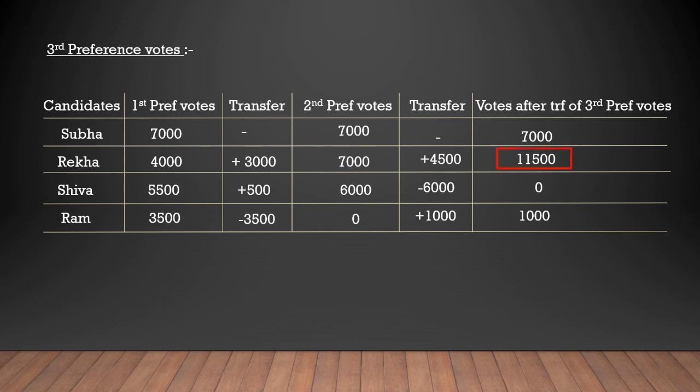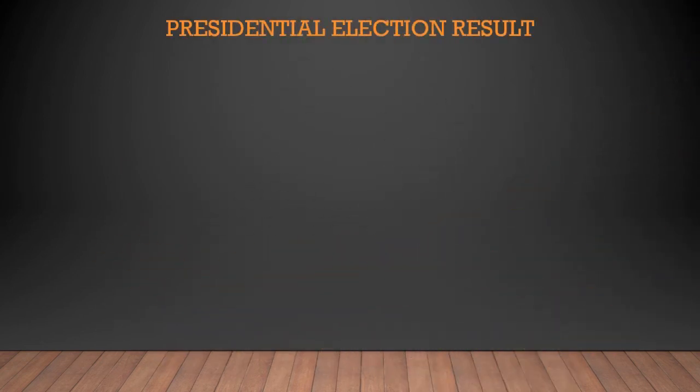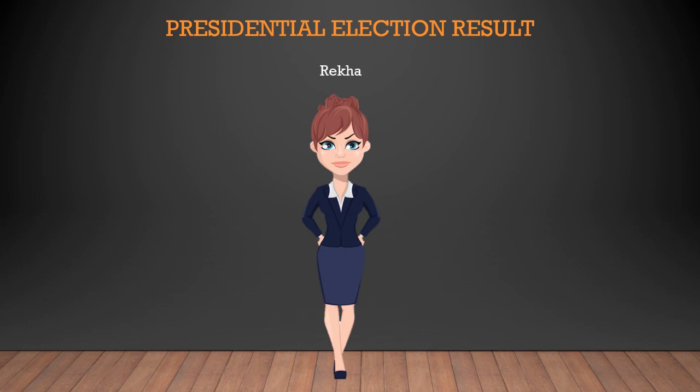Okay, now finally considering the number of votes after the transfer of third preference votes, Rekha has secured 11,500 votes. That is, Rekha has secured the majority. She has reached the quota. Thus, Rekha will be the winner of this presidential election.